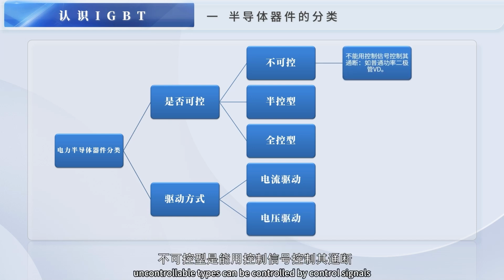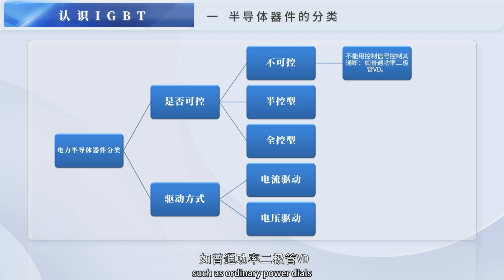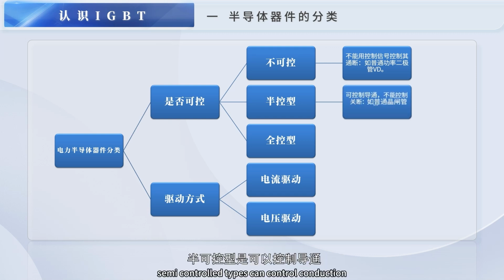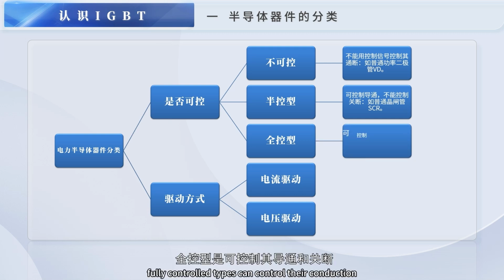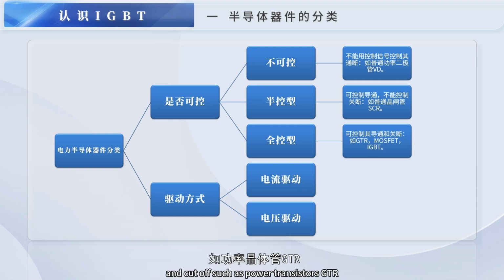Uncontrollable types cannot be controlled by control signals, such as ordinary power diodes. Semi-controlled types can control conduction, but not the turn-off, such as the thyristor. Fully controlled types can control both conduction and cut-off, such as power transistors, GTR, MOSFET, and IGBT.